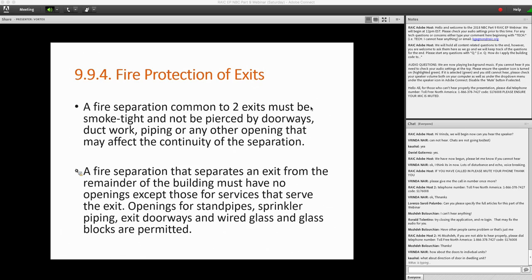Okay, so the code has some exemptions for openings that may be permitted. You can have openings for standpipe systems, you can have openings for sprinkler piping, and you can also have openings for exit doorways, as I said earlier on. And there are also some provisions to have, for instance, wired glass and glass blocks within the exit there.